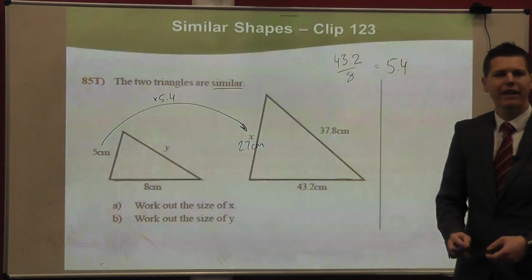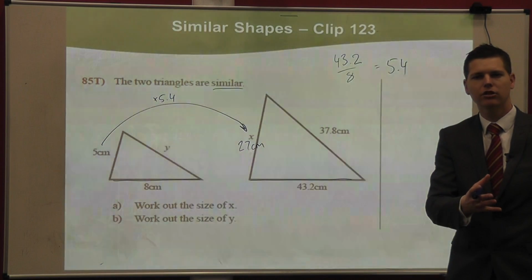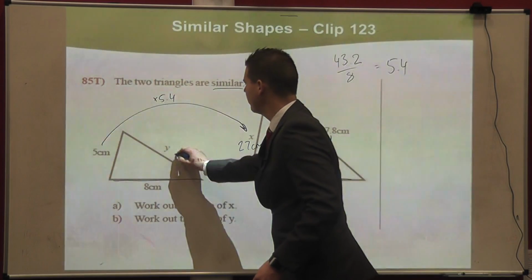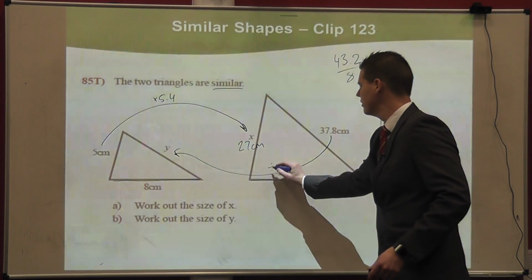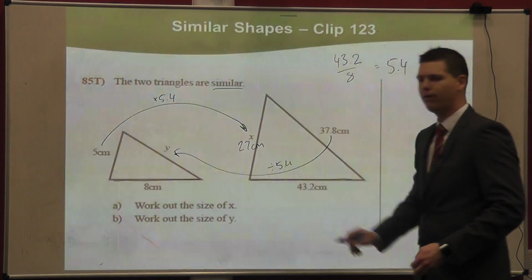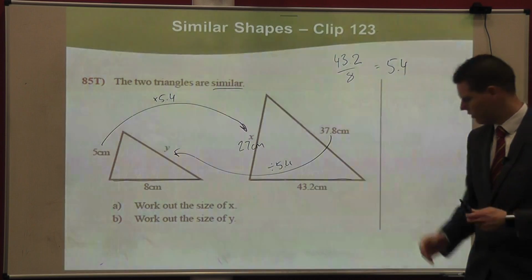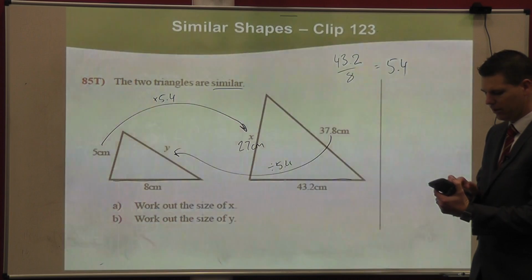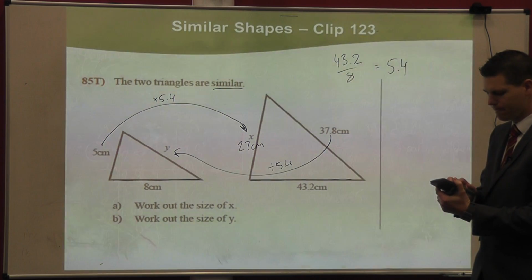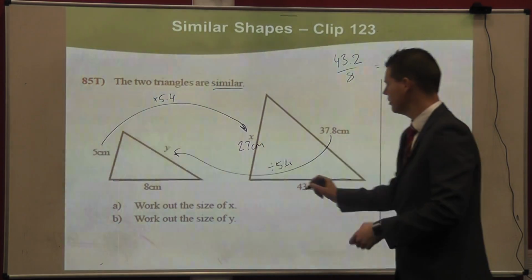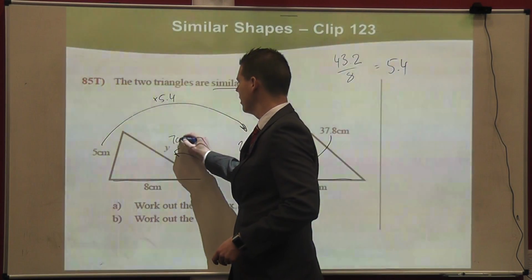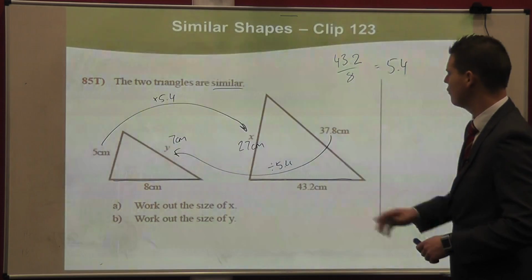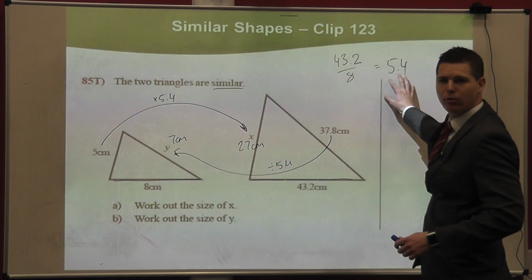Easy. If I want to go from the big shape to the smaller shape, well, instead of timesing by 5.4, I divide by 5.4. That's the link between the two, so I continually use it, and I get 37.8 divided by 5.4, which is 7. So that is 7 centimetres. And that's similar shapes. It's that easy. What you want to make sure you do is you find this link between the two.